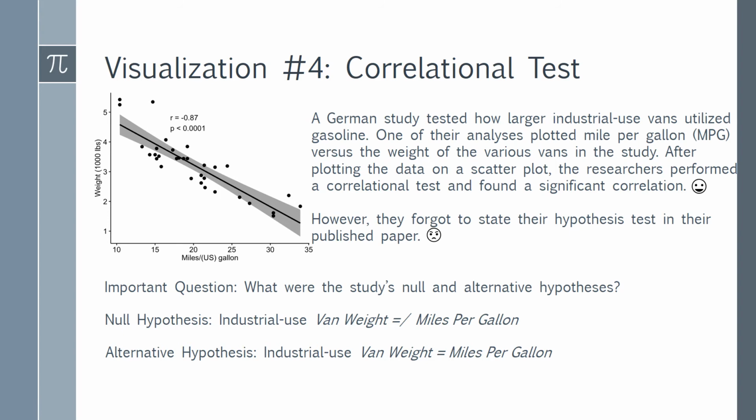So the important question that we're trying to figure out here with our hypothesis is, what are the study's null and alternative hypotheses? So the null hypothesis that I've created here is industrial use van weight is not equal to miles per gallon. As to where the alternative hypothesis, industrial use van weight is equal to miles per gallon.